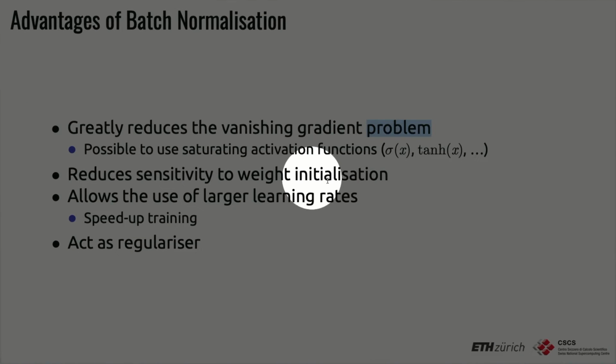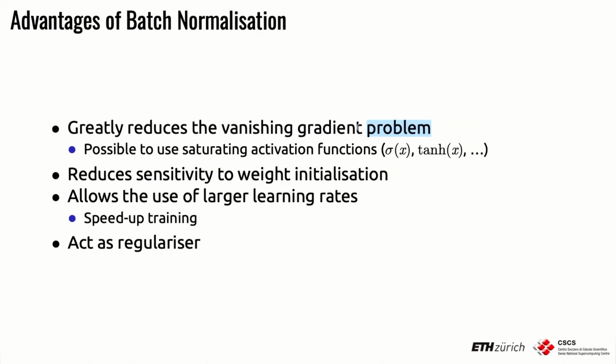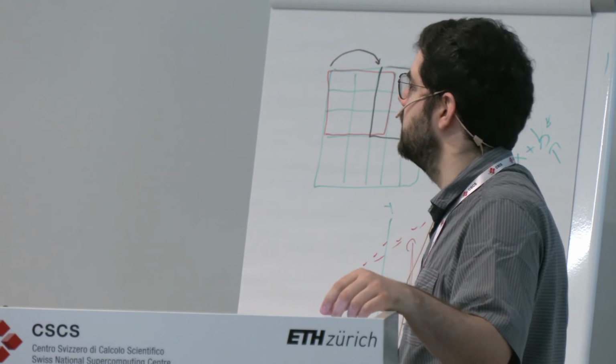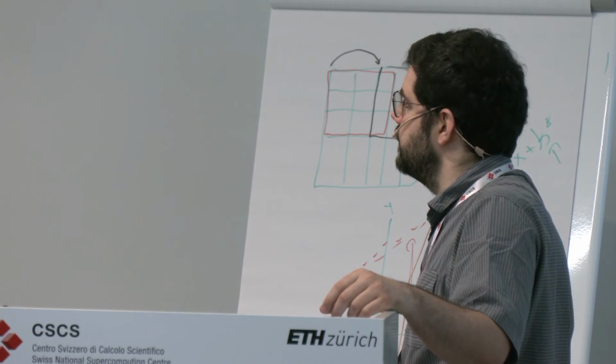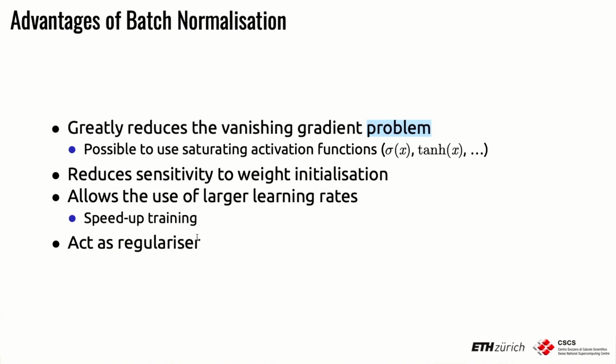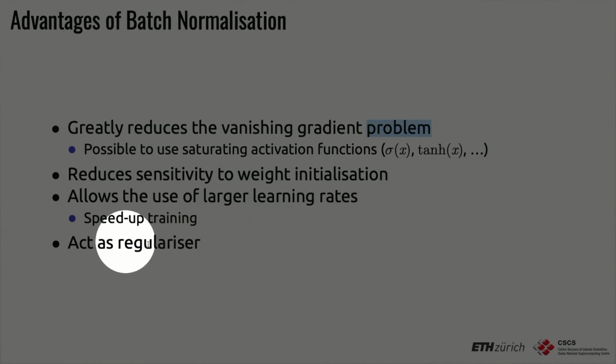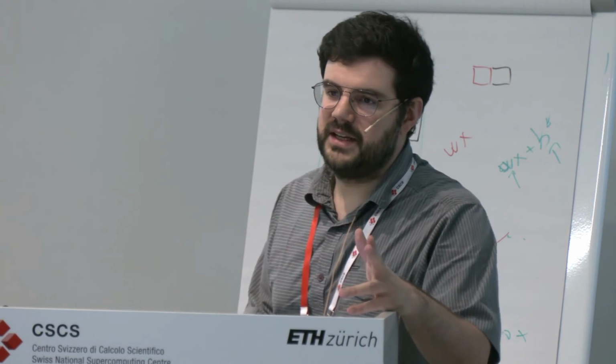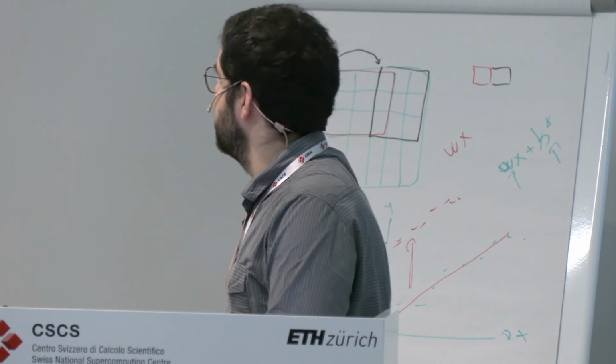Then they show, I think empirically, but I'm not totally sure if they did it mathematically or empirically, that it reduces the sensitivity to weight initialization, so you don't really have to care too much about how the weights of your neural network are initialized, and it allows the use of larger learning rates, so it speeds up training, and it acts as a regularizer as well. We will discuss overfitting tomorrow, but essentially it's a great layer to put into your models.